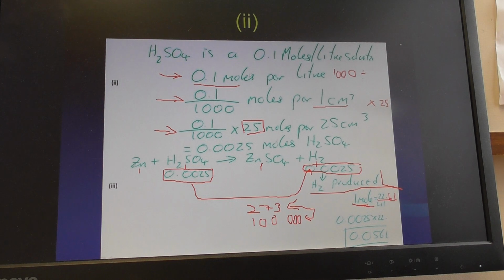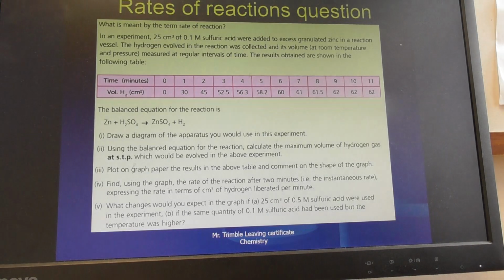And what do you do to 1 to get 0.0025? Well, you multiply by 0.0025, of course, 1 times anything. And then just do the same to 22.4, and that'll give you the volume in litres, which is 0.056. That's that one. So we've those two done now.